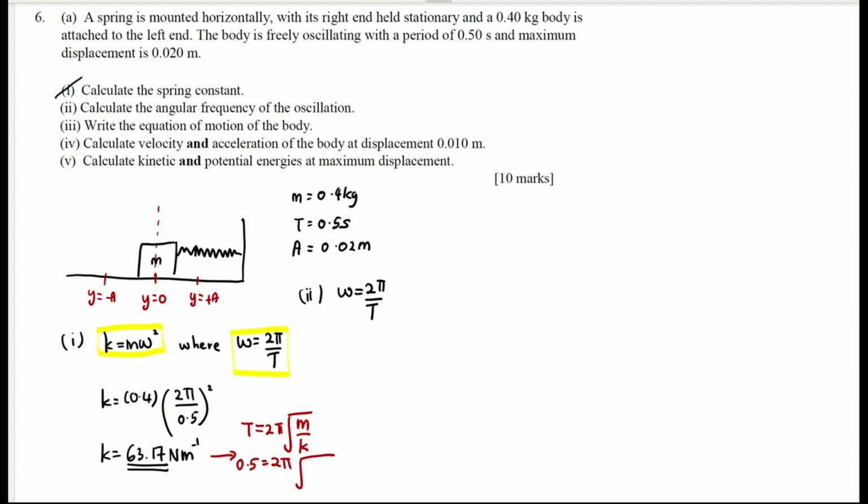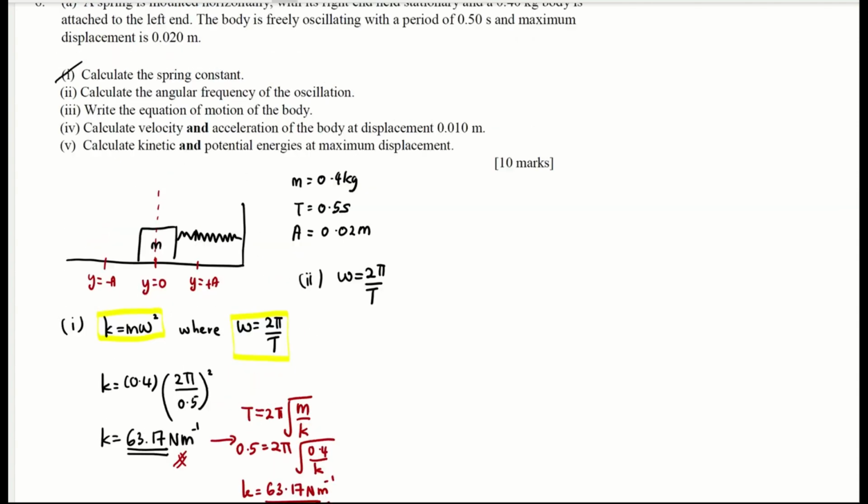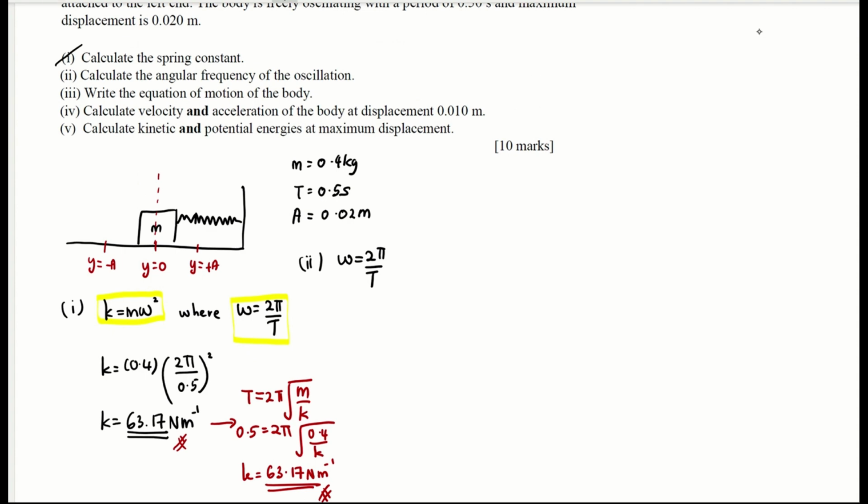Okay, let's say lah, the mass is 0.4. So, let's try to find K by using this equation. So, sama tak? Dia akan lebih kurang sama lah. Okay, so sama jugalah. You akan dapat 63.17 Newton per meter. Sama. Alright, and then for question number 2 tadi, omega is equal to 2 pi over T, 0.5. So finally, you will get 12.57 radian per second.